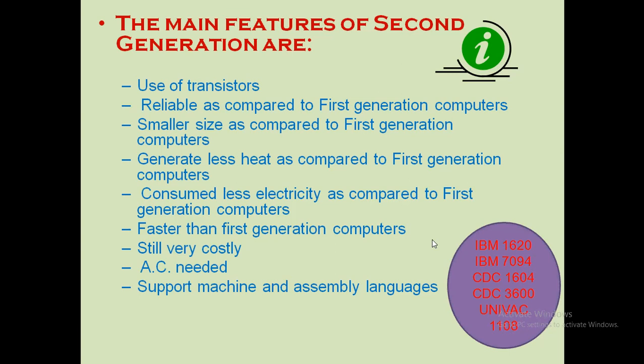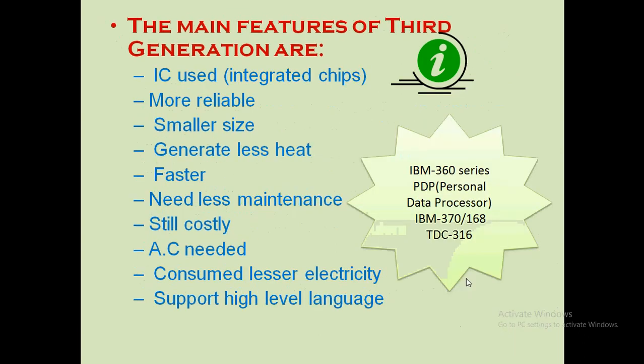Now talking about third generation computers. In third generation computers, a new technology was used that is known as ICs. An IC is basically a device made of a semiconductor element. So that's why they are very reliable. They became smaller, generate less heat, became faster, and need less maintenance, but the cost is still very high, and they need air conditioners also. They consume less electricity and support high level languages.